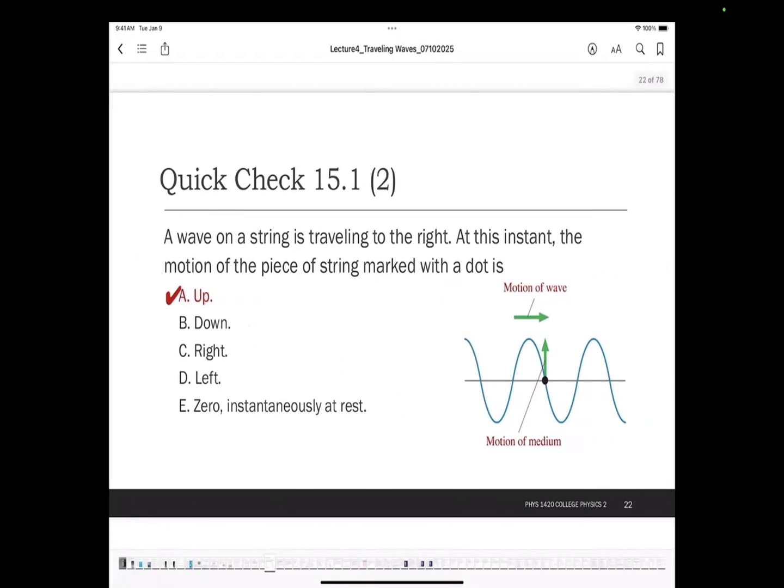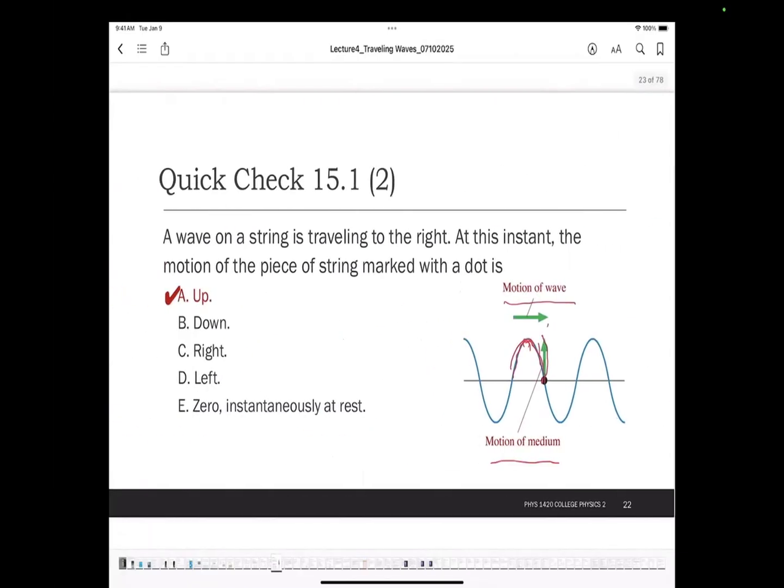You can see this is the motion of the wave, and this is the motion of the medium. It should be perpendicular. It should go up, because the string will go in this direction. Does it make sense to you?